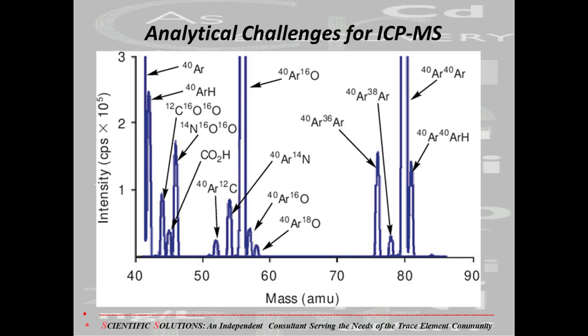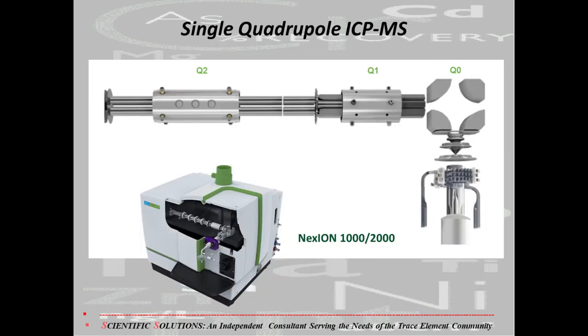In addition, there are matrix suppression effects when analyzing culture media due to the high concentration of salts, which can change the ionization conditions in the plasma and impact the focusing of the ions through the mass spectrometer. So how can we mitigate or reduce these interferences? To better answer that question, let's take a look at the difference between a single quadrupole ICP-MS and a multi-quadrupole system using PerkinElmer technology as an example.